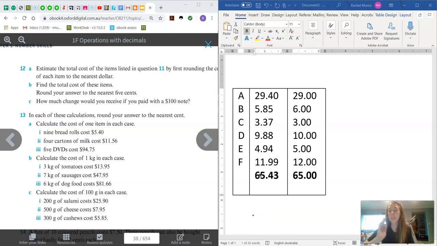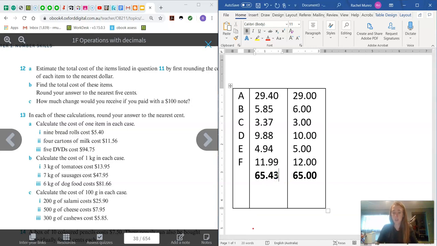Now, the key here is that we haven't actually finished the question. If we go back to the question again, it says find the total cost of these items, which we've now done, but we need to round our answer to the nearest 5 cents. If we think about it, our monetary system in terms of coins doesn't actually allow, if we're paying with cash, for 43 cents. So we need to round to the nearest 5 cents.